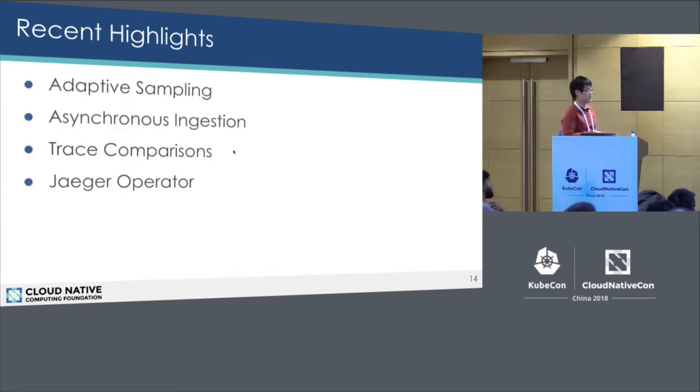Okay, so these are some of the recent highlights for the Jaeger project. So I'm just going to gloss over them here. We have adaptive sampling, we have asynchronous ingestion, trace comparisons, and Jaeger operator.